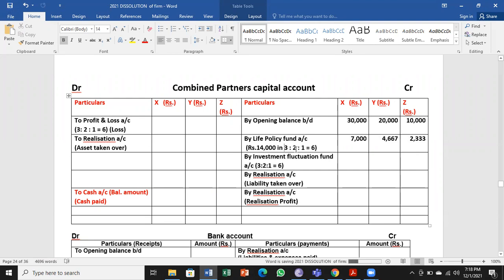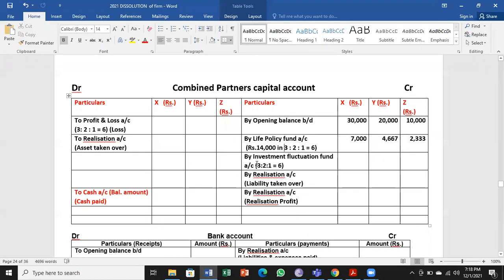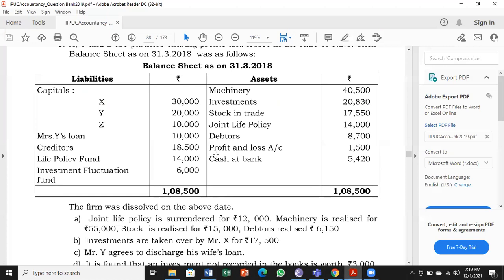So 14,000 in 3:2:1. Next is investment fluctuation fund. We have 6,000. 6,000 to be divided in 3:2:1. Again, it is a profit for the partners. So we write on the credit side by investment fluctuation fund, that is rupees 6,000 in 3:2:1. So 3,000, 2,000 and 1,000 will come. Next, we have to look into P&L account.